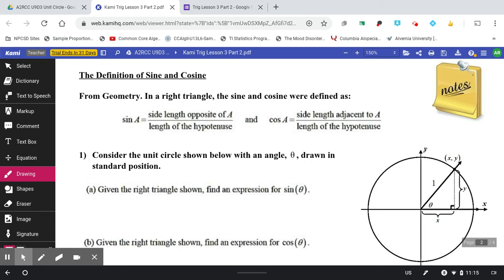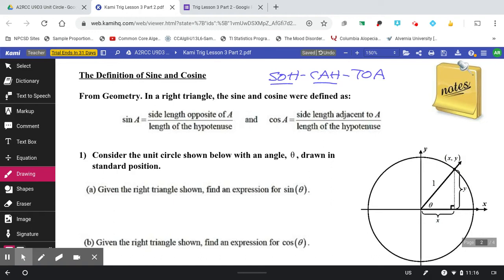Okay, so now we're going to take a look at the definition of sine and cosine. From geometry in a right triangle, if you remember, we know that the sine is the opposite side divided by the hypotenuse, and the cosine is the adjacent side divided by the hypotenuse. If you remember when we reviewed, we went over SOHCAHTOA, and that's pretty much what we just did.